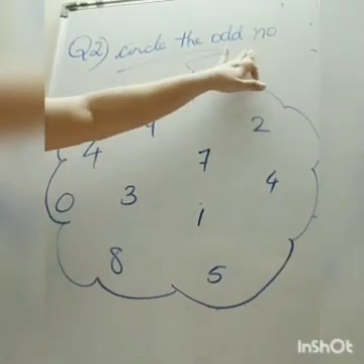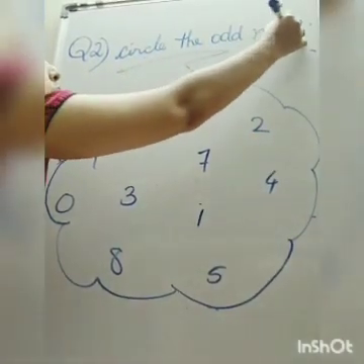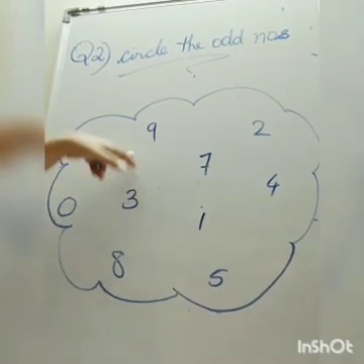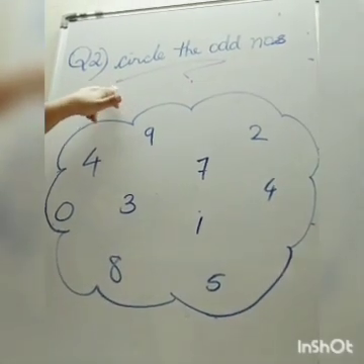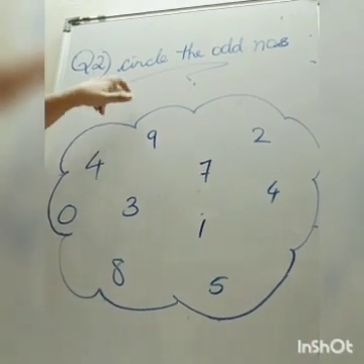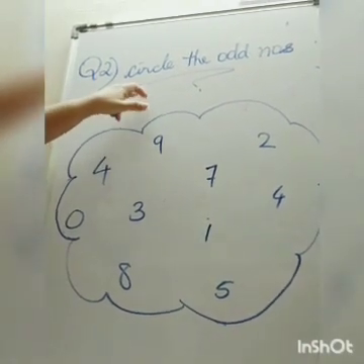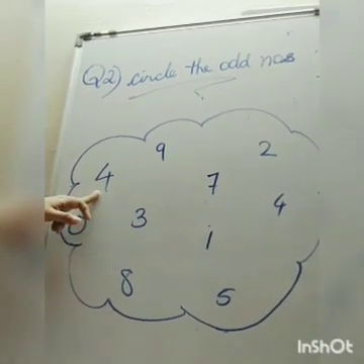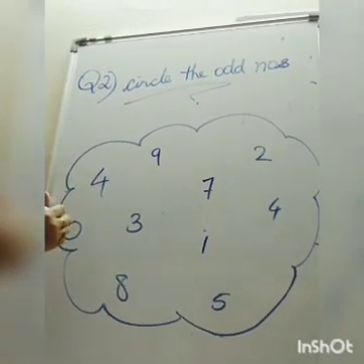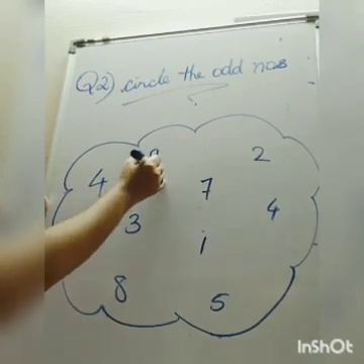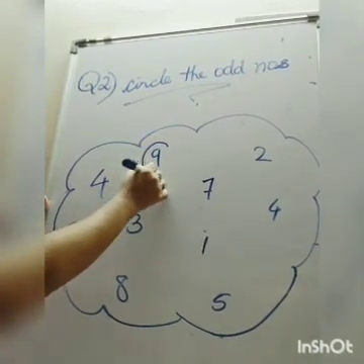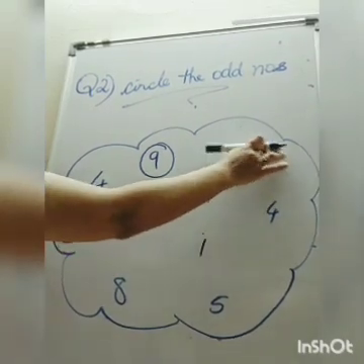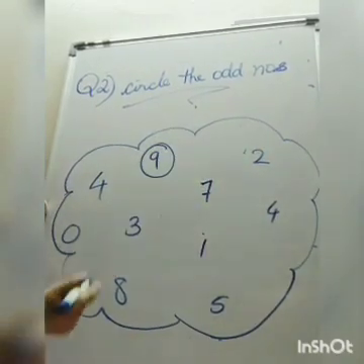Circle the odd numbers. Here, check the numbers. Which are the odd numbers? 1, 3, 5, 7 and 9. Here, first number is 4. 4 is an odd number? No, it is not an odd number. Next is 9. 9 is an odd number. 2 is not an odd number.